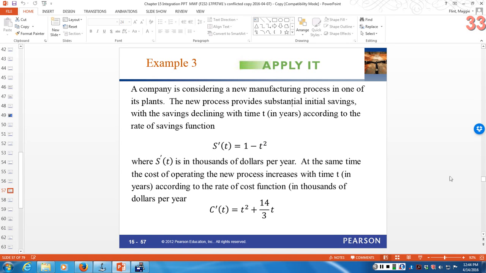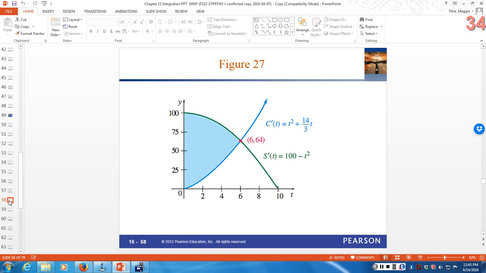At the same time that their savings is declining, the cost of operating the new process increases with time t. So they're going to save some money, but they're also going to have to spend some money. So the derivative of the cost function is t squared plus 14 over 3t. And that's also in thousands of dollars per year. It's important that the units on these two match, because it's going to be the units for your answer. So basically, this is what we're looking at. Now tell me about what's happening here.